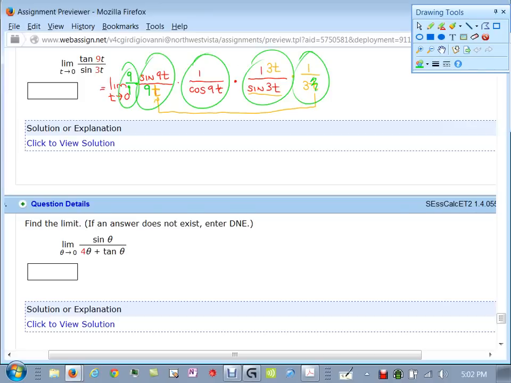Let's let t go to 0. We have 9 times, we know this one's going to go to 1. Now this one, cosine, let's see, 9 times 0 is 0. Cosine of 0 is 1, so that's just 1 over 1. This one we know is 1. This one right here is 1/3. So we get 9 over 3, which is 3.